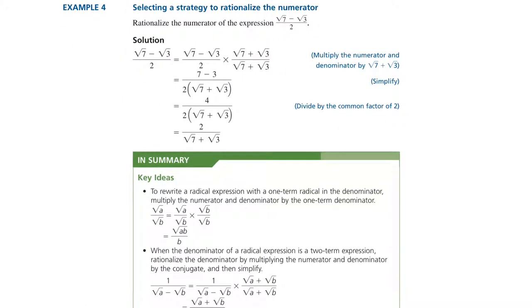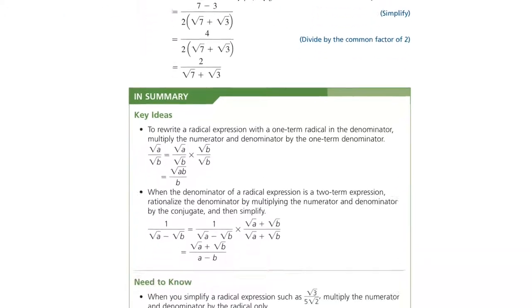Sometimes we rationalize the numerator of a fraction by multiplying and dividing the fraction by the conjugate of the numerator. For example, if we times root 7 minus root 3 divided by 2 by root 7 plus root 3 and divided by root 7 plus root 3, the numerator is 7 minus 3, and the fraction can be written as 2 over root 7 plus root 3.